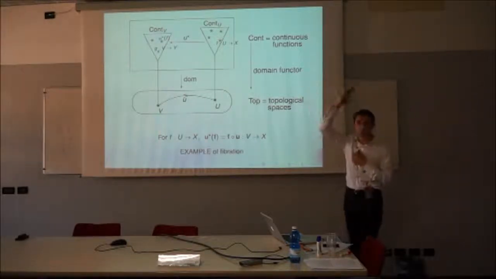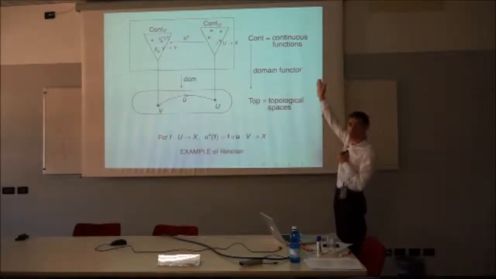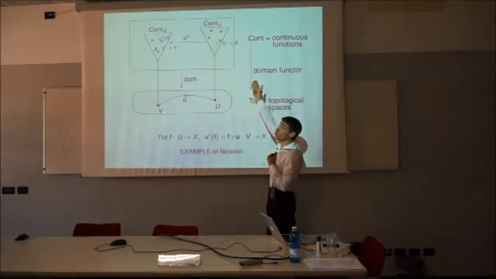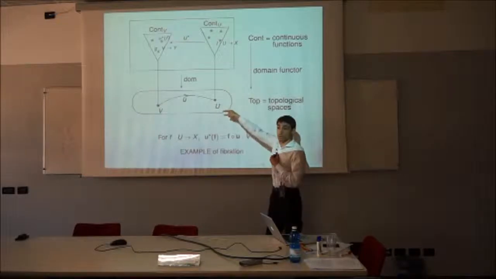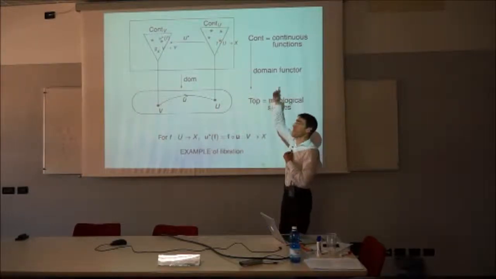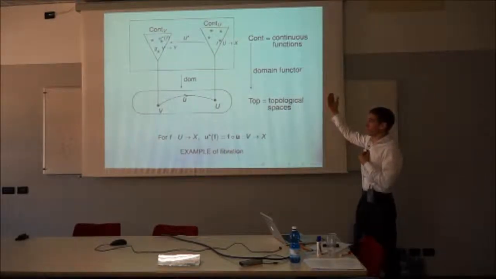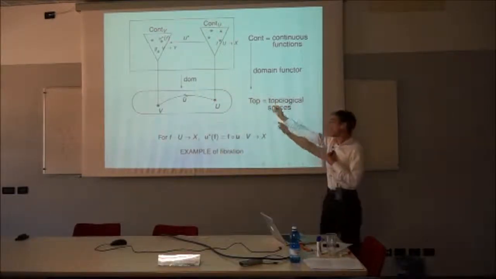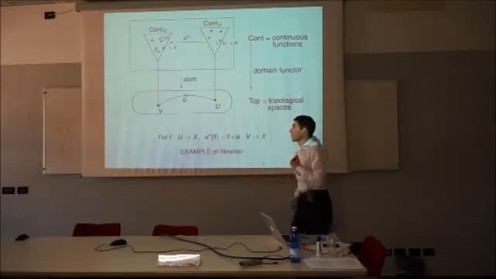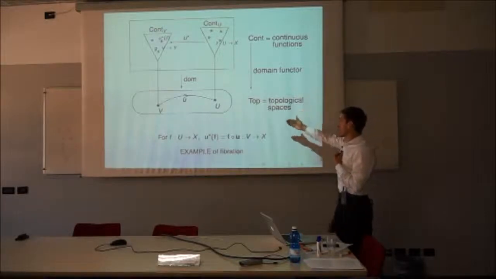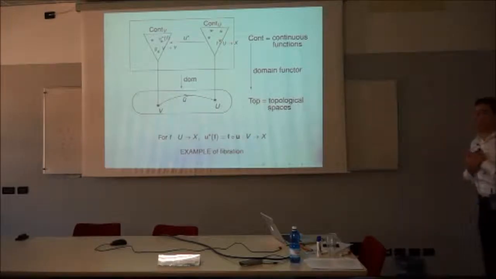Okay, so here is an example. You take all the continuous functions and all the topological spaces. If you have a function f from U to X, you consider its domain, so U is its image by the domain functor. So the fiber above U is composed of all the arrows with U as domain. And if you have a map from V to U, you can readily define a functor from the set of all maps with U as domain to the set of all maps with V as domain. The definition of the functor is just composition: if f has U for domain, f composed with the map will have V for domain.